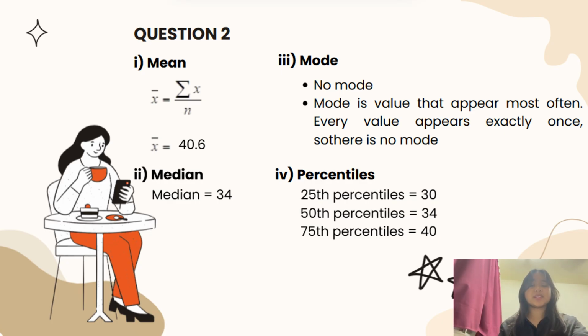For the 25th percentile, 25 over 100 times 10 plus 1 equals 2.75. This falls between the second and third values in the ascending order list. Those values are 28 and 30. The 25th percentile is approximately 30. The 50th percentile is the same as the median, so its value is 34. For the 75th percentile, 75 over 100 times 10 plus 1 equals 8.25. The 75th percentile is approximately 40.